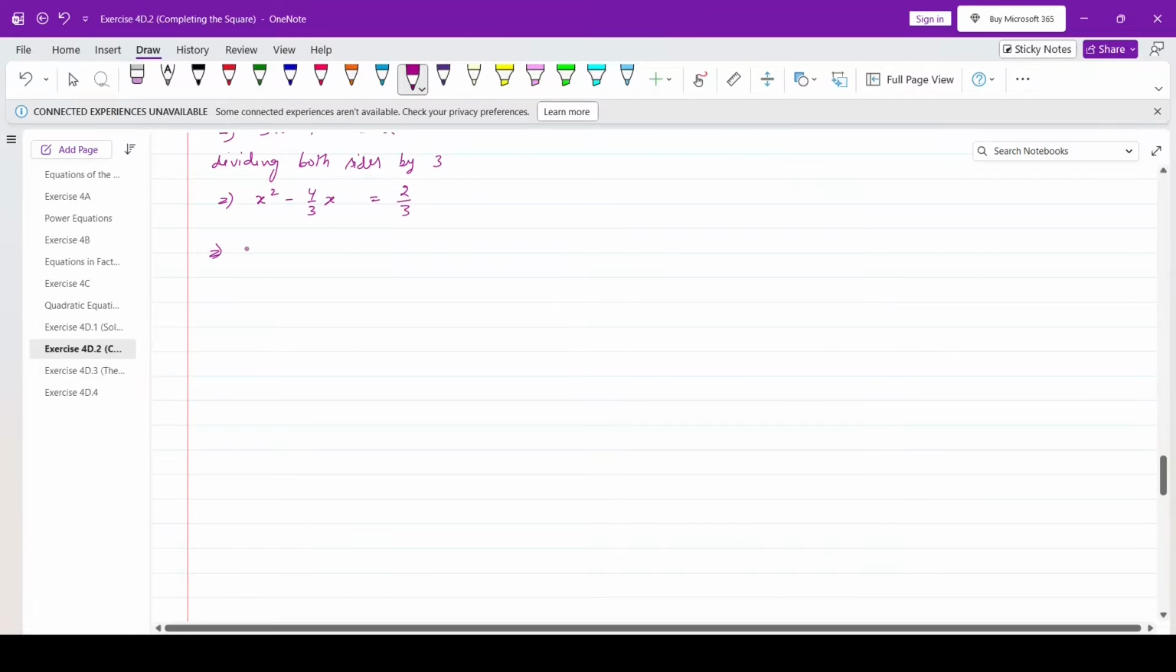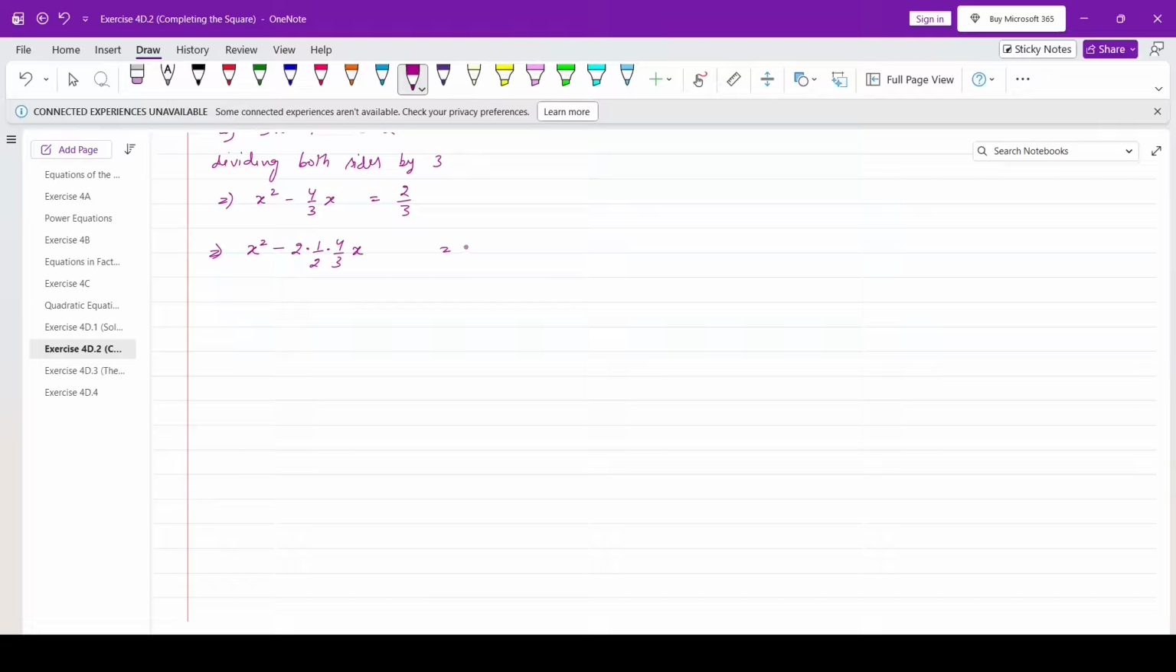Now we can manipulate this equation. x square minus 2 times 1 divided by 2 times 4 divided by 3 x is equal to 2 by 3. Now we know this part is a, so we can add the square of a on both sides. So we know this complete becomes 2 by 3. So (2 by 3) whole square is added to both the sides, and we get (x minus 2 by 3) whole square on the left side and 2 by 3 plus 4 by 9 on the other.